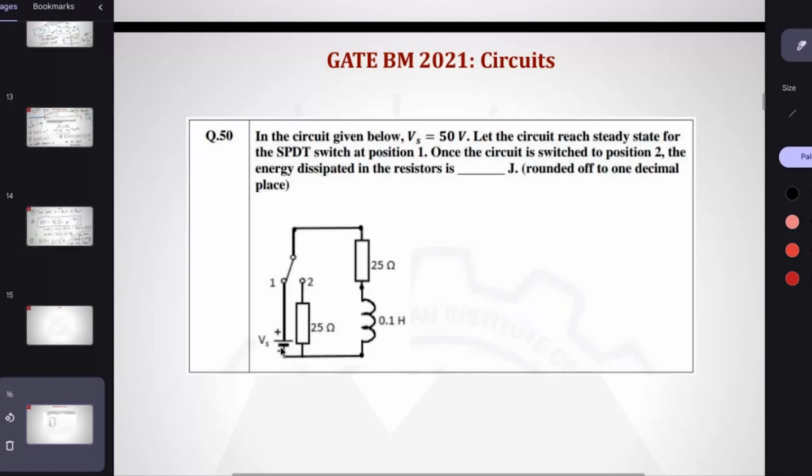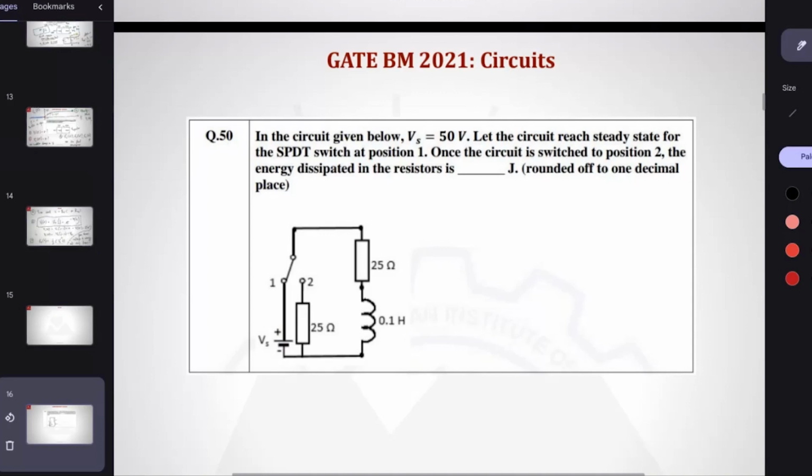Can someone describe what happens at position 1 and what happens at position 2? Then we'll think about energy dissipated in the resistor. Position 1, it's there for a long time. It is at steady state. When the switch is at 1, the inductor shorts at steady state.